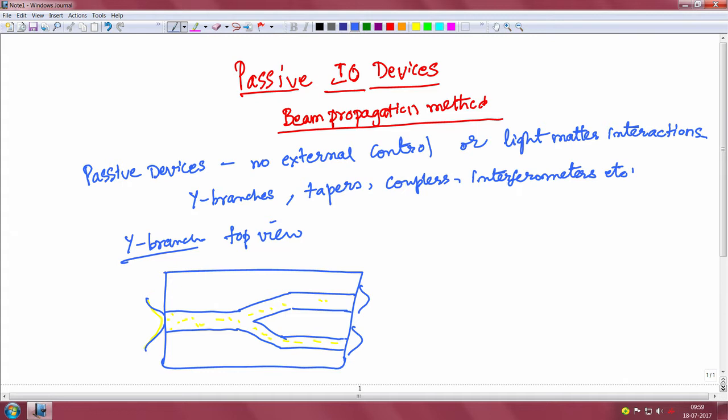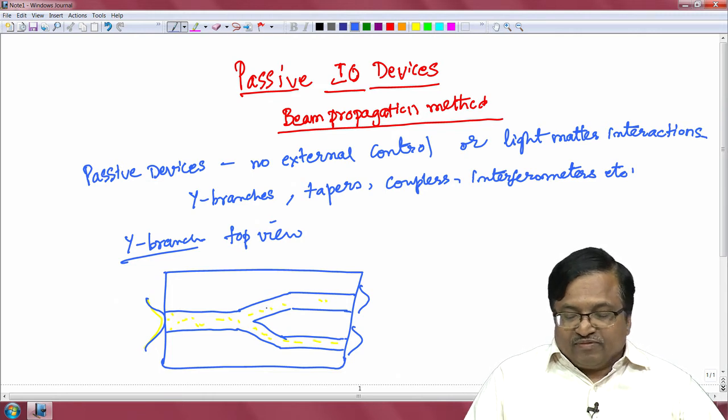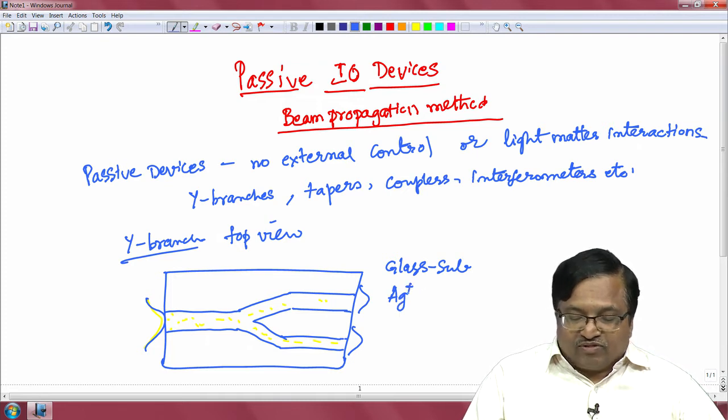These could be fabricated very easily by using the standard fabrication process. For example, we can coat the entire wafer with aluminum coating and make openings in the region where we want to diffuse some impurities like silver into a glass. So, typically a glass substrate, and we can make them by diffusing silver ions into it.